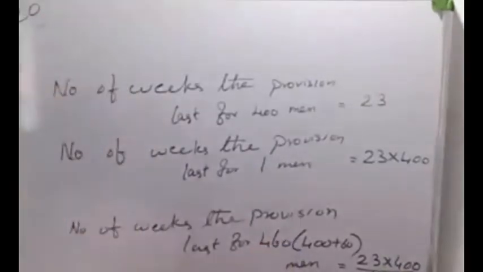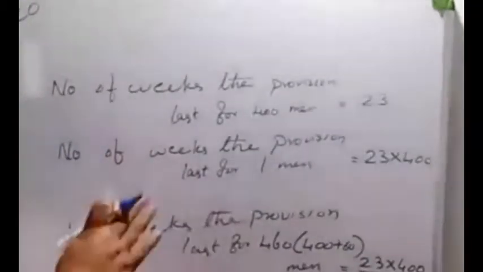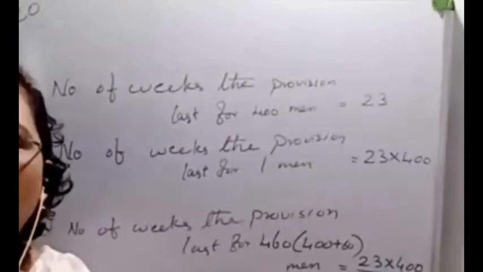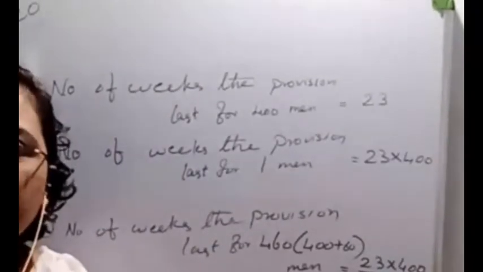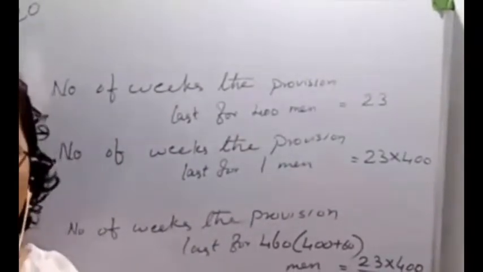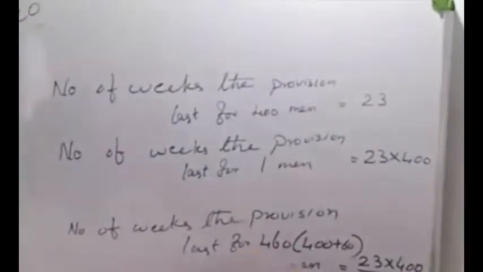How we got 460? I hope you understood. Here in the question it is told 60 men joined the group. The group is having 400 men. In that group, 60 men again joined. So we got the number as 460.